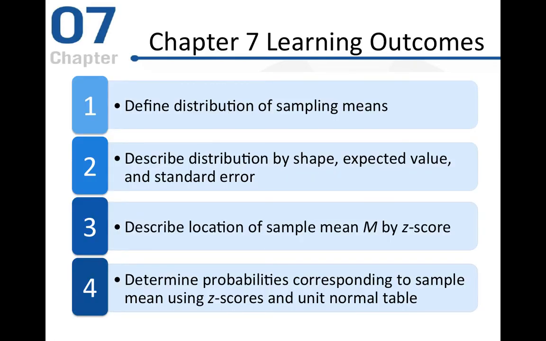Okay, so for Chapter 7, what we're really going to do is focus on the distribution of sample means, describing the distribution by shape, expected value, and standard error. We're going to go over exactly what that means. We'll also describe the location of sample means by their z-score and determine probability corresponding to sample means using z-scores and the unit normal table.